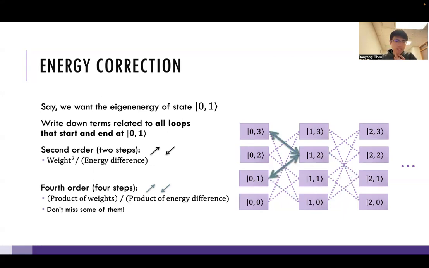Finally, the fourth order perturbation is simply the product of all the weights divided by the product of all the energy differences. Note that we should not miss any of the loops; we should take all the loops into account. And we can study the state correction in the same manner. For this 5 minutes video, I won't elaborate here.